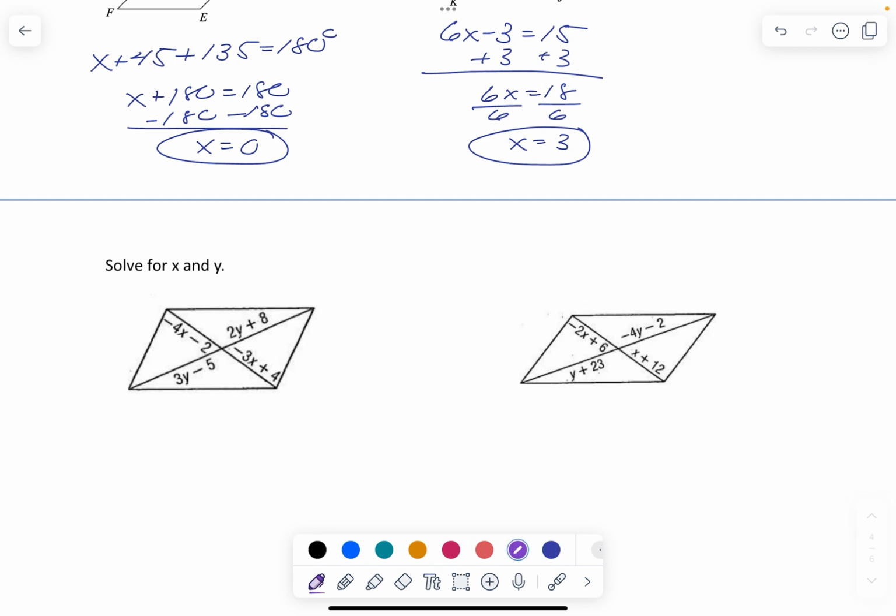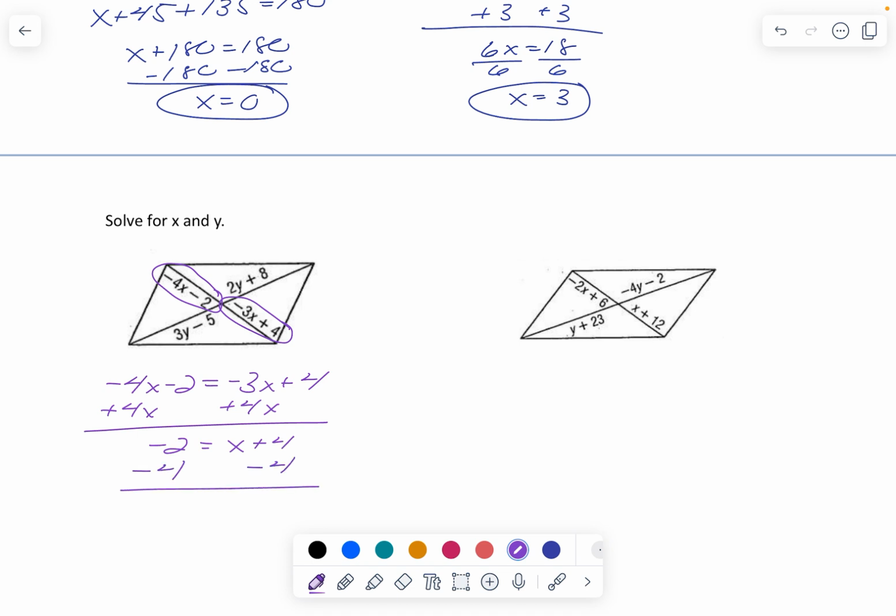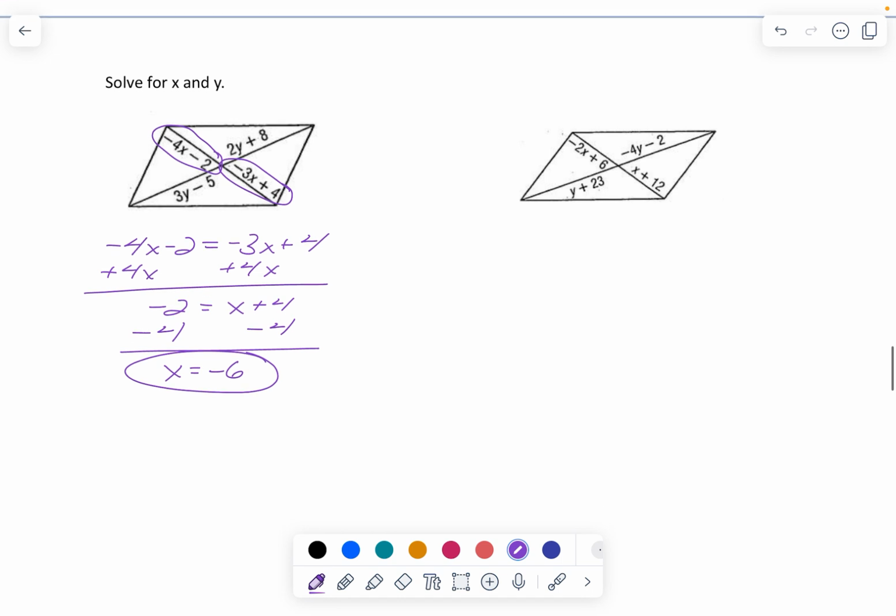Now these last two problems are about the diagonals. And remember, the diagonals bisect each other. So these two purple parts are congruent. So we know that negative 4x minus 2 is equal to negative 3x plus 4. Solving them, we get x equals negative 6. So again, remember, x can be negative. It doesn't mean that the whole side is. In fact, you can see when you plug them back in, that will give you positive measurements for those parts of the diagonal.